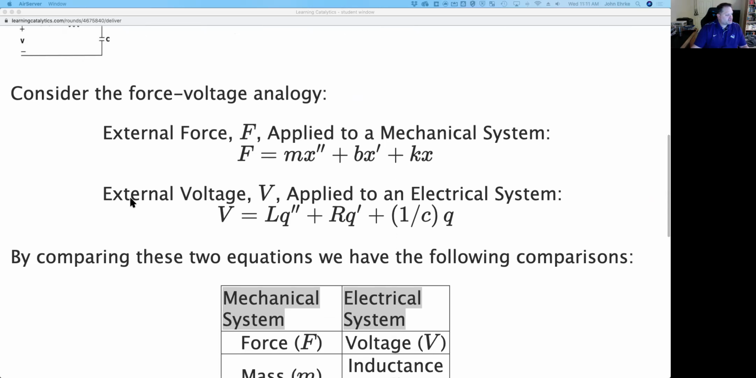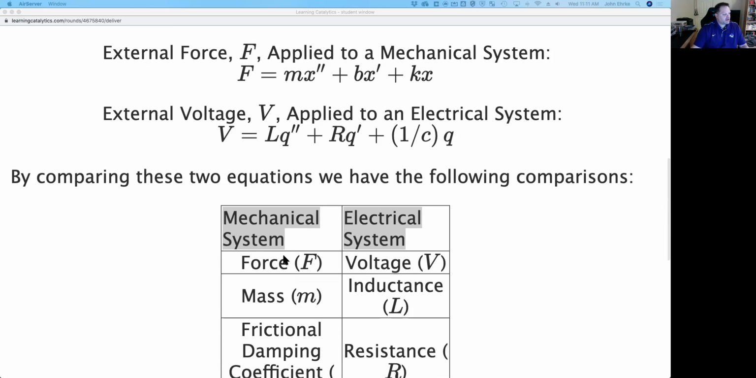And if you think of an external voltage being applied to an electrical system, this was the LRC equation that we came up with earlier in the course. You can draw direct parallels between these two equations. For instance, external forces in a mechanical system are like voltage sources in an electrical system. Mathematically, they behave similarly because both of them force the system to do something.